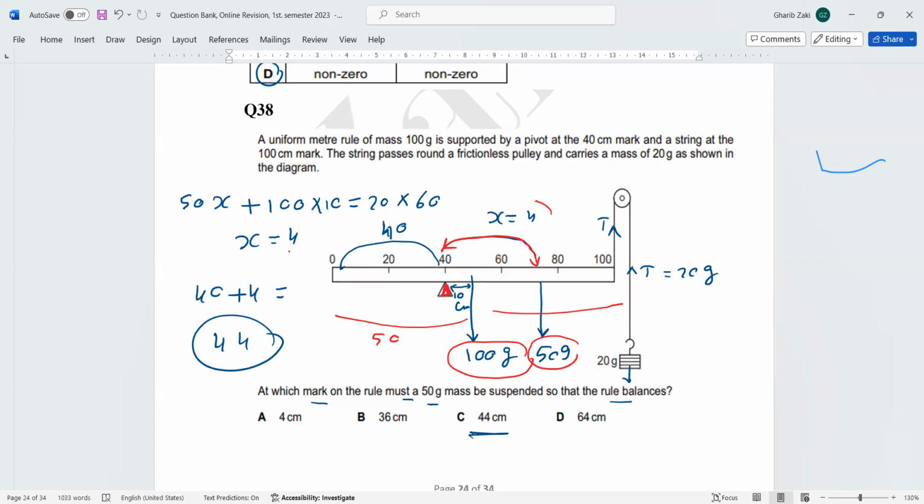Now 50 multiplied by x, this is clockwise, plus 100 multiplied by 10, this is clockwise, equals anti-clockwise. The tension has distance 60 from the pivot. From this, we calculate x. x equals 4. But we need the distance from the beginning. From 0 to the pivot is 40, and x is 4. So the mark is at 44. So this is the answer.